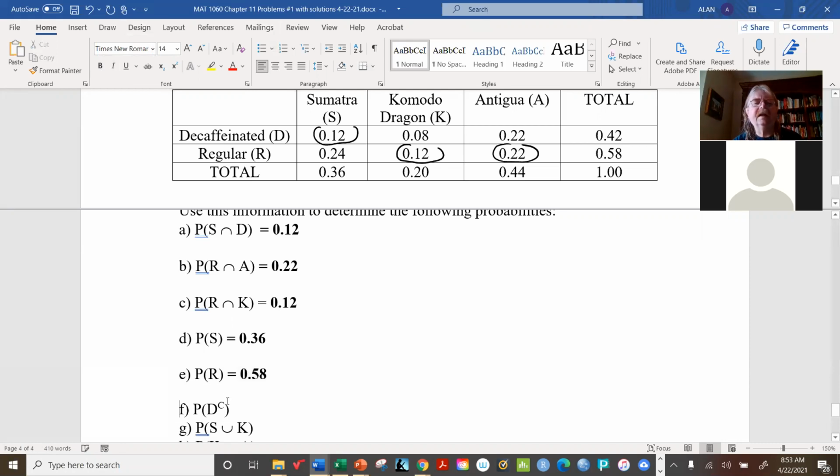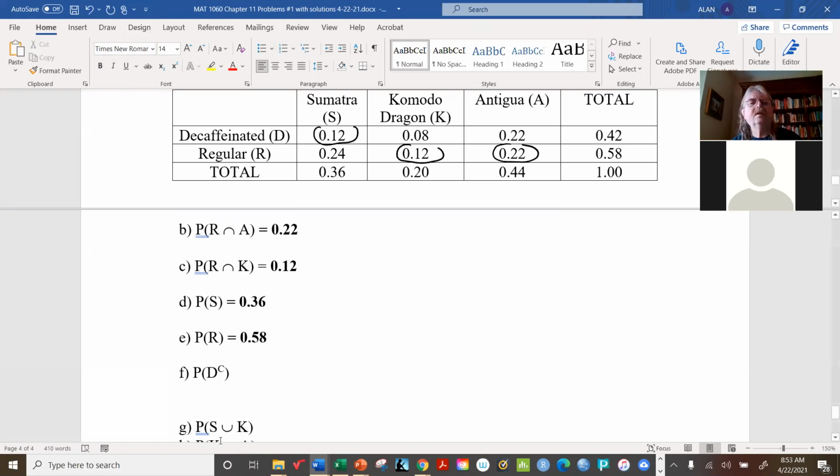Okay, now what about this one? D complement. Well, here's what we have to do here. First, we'll apply the complement rule, but keep in mind the probability of D is the row total for decaf, which is right over here at 0.42. And so that's going to leave us with 0.58.